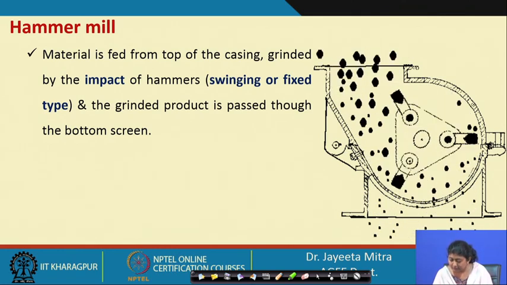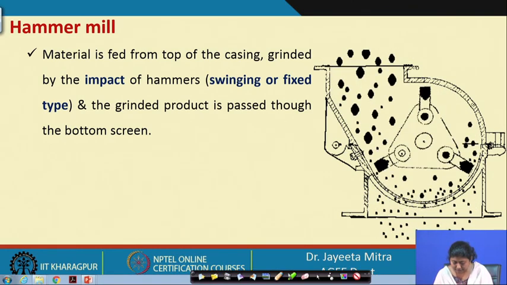So, if we look into the diagram, the product is coming from the top section. Here the blades are attached. Okay. So, these may be swinging, that is, they are freely moving at a pivot point, or they are fixed to it. Okay.